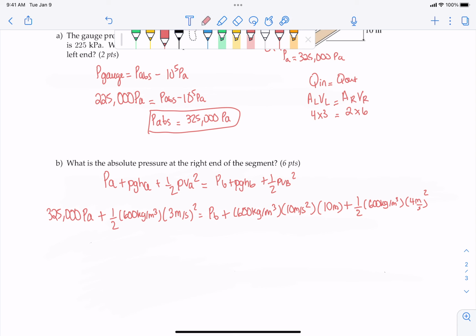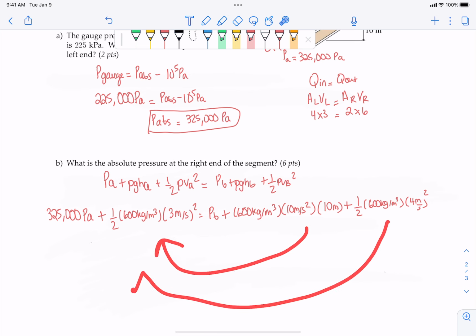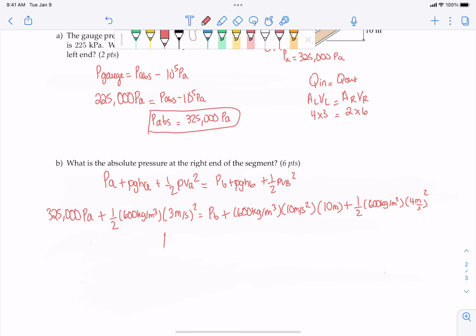But yeah. Anyway, if you simplify all these terms, you subtract everything over, and you calculate for PB, you should get 262, I think, 262,900 pascals. Yep.